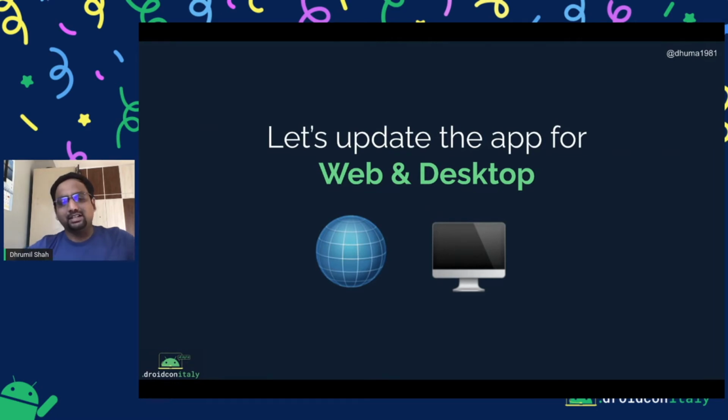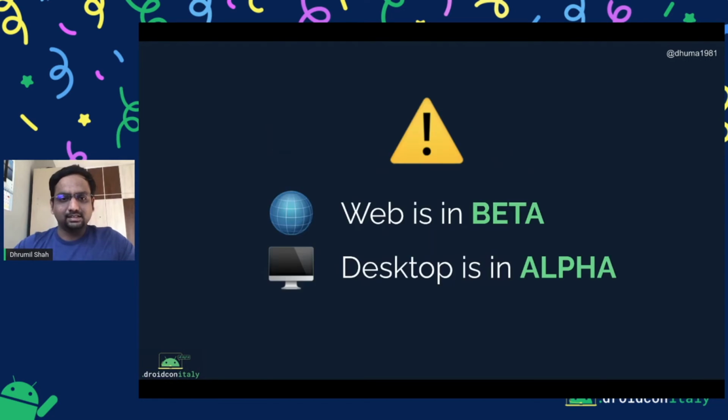So now the main topic: let's update the app for web and desktop. How we can run the same application for the web and the desktop as well. Currently, Flutter is evolving. As I said, in 2018, Flutter announced its 1.0 version. Currently, web support is in beta and desktop support is in alpha. So if you're planning to build something using Flutter for your web or desktop application, please keep this in mind so that you know which things are currently supported and which are under development, so you don't fall into tech debt.